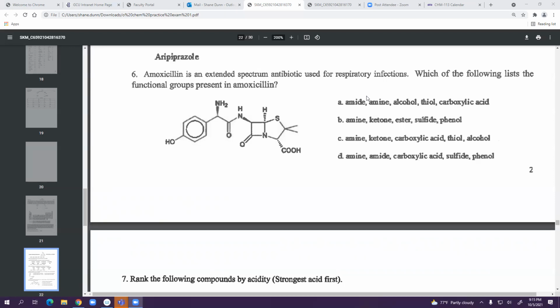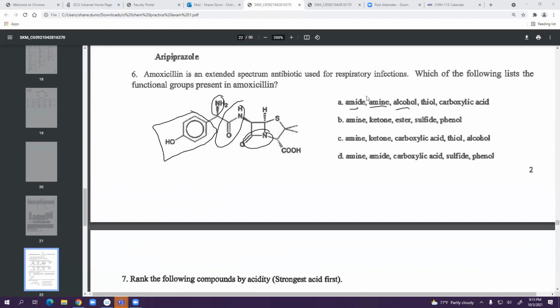Amoxicillin, also a thing that fights things like the bad sex diseases. Let's see, what do I have? Do I have an amide? Yes, I do. Do I have amines? Technically, my bad. That would be the amide, and this right here would be the amine. Cool. Alcohol? Nope.